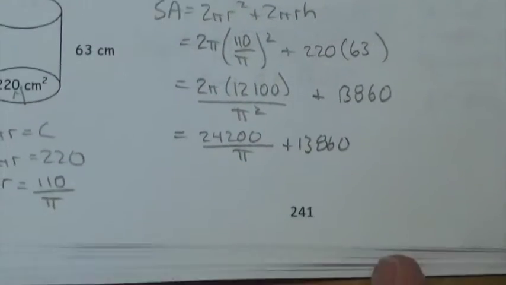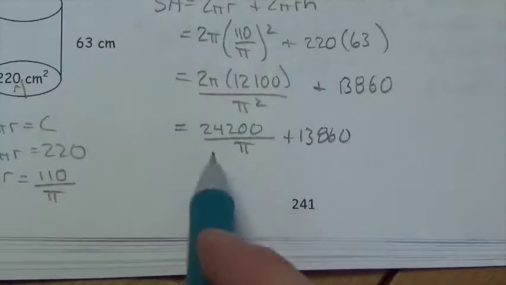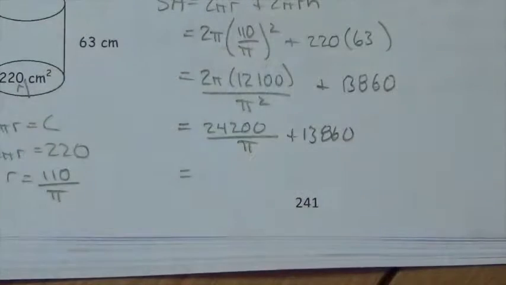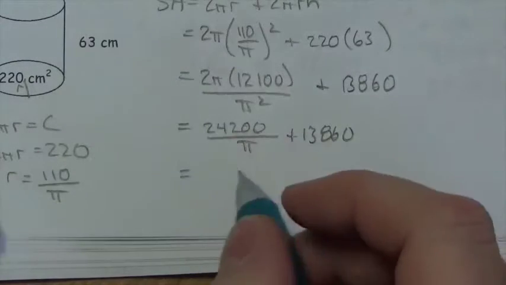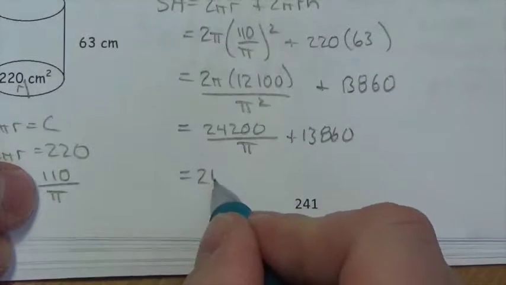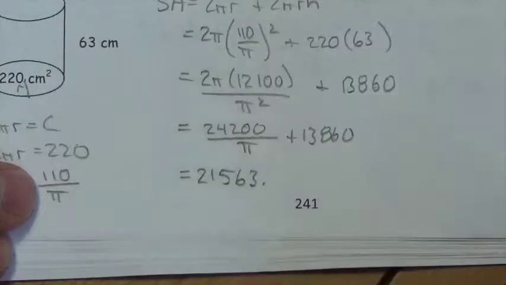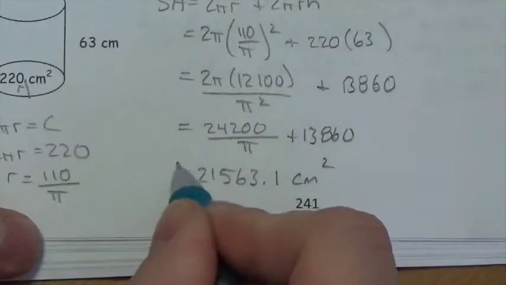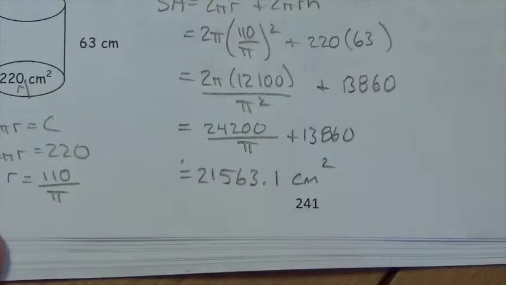13,860. Now, without evaluating the pi or plugging in a number for pi, that is arguably about as simple as that's going to get. So what we'll do here is go to my calculator, 24,200 divided by pi plus 13,860, and I'm getting a surface area that is 21,563, now rounded to the nearest tenth, 0.1 centimeters squared. So it's approximately that value right there. Okay, there we go.